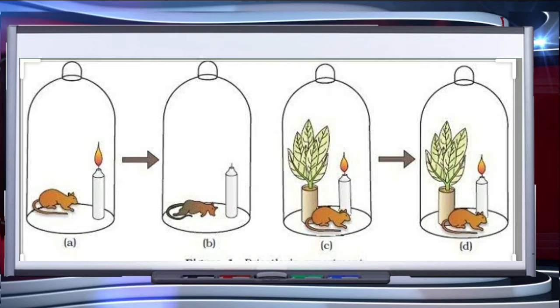He concluded that a burning candle or an animal that breathed in air both somehow damaged the air. But when he placed a mint plant in the same bell jar, he found that the mouse stayed alive and the candle continued to burn. Based on his observations, he concluded that plants restore to the air whatever breathing animals and burning candles remove.